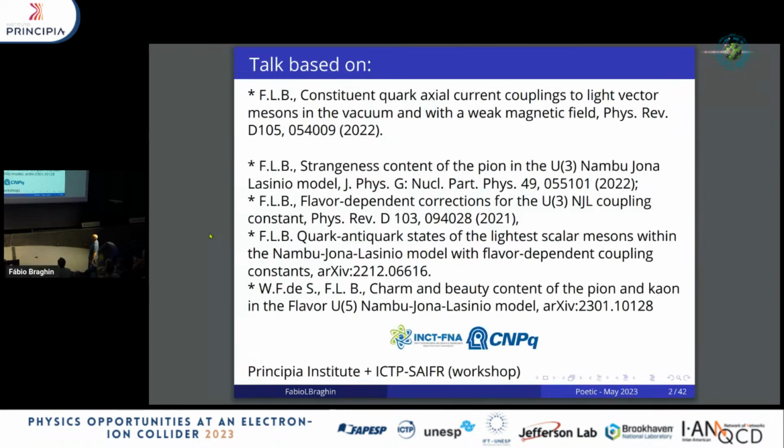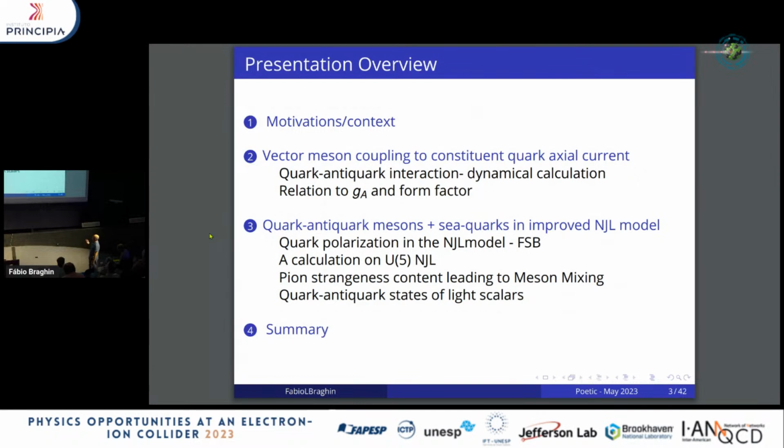So this talk is based on these works I've been doing in the last few years. They come from two different approaches concerning effective models for QCD, mainly low energy QCD. And then this is the outline.